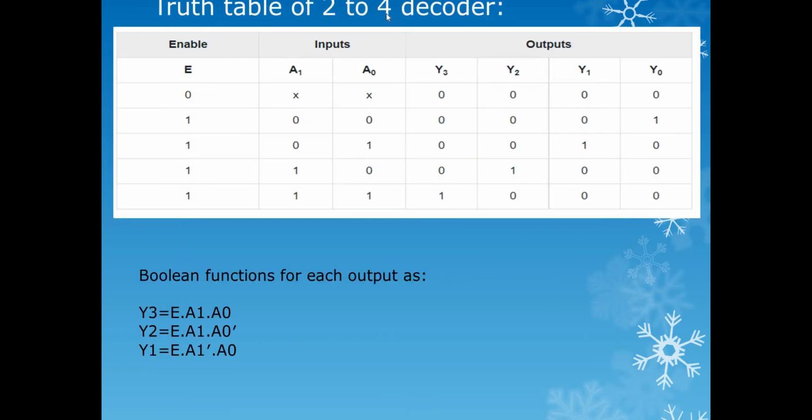Consider the truth table of 2 to 4 decoder. It consists of the enable input, the input variables A1, A0, and it produces the 4 outputs Y3, Y2, Y1 and Y0. When the enable input is 0, both the inputs are not enabled. At that time, all of the outputs are 0.